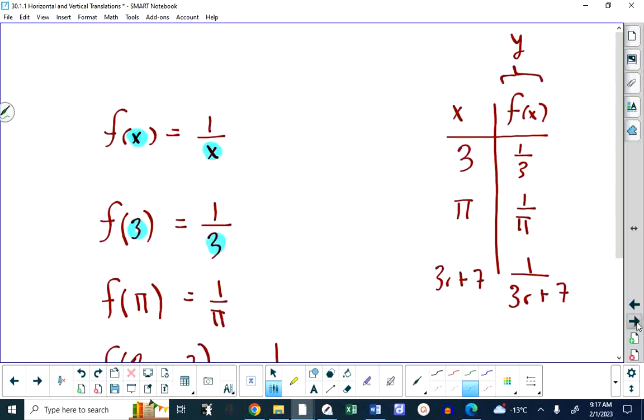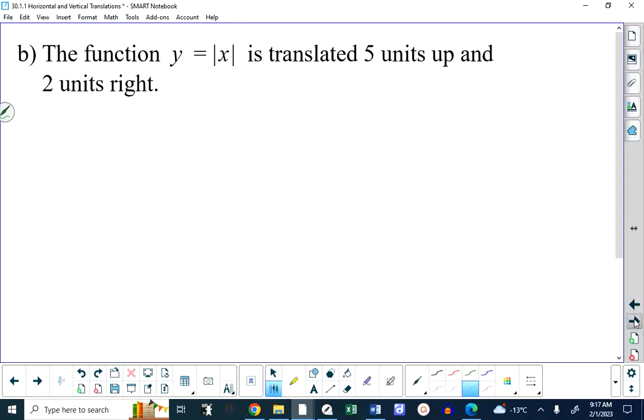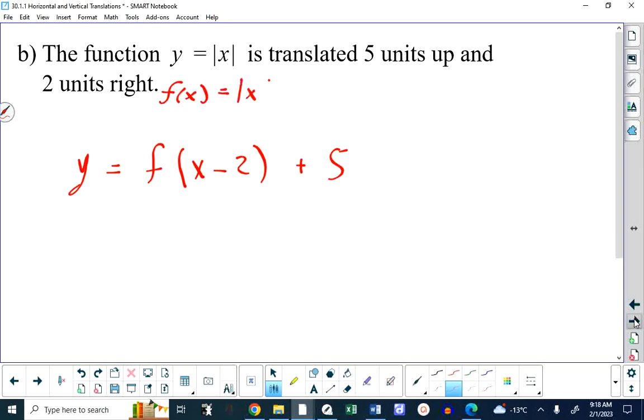So over here in B, I believe we had y equals f of x minus 2 plus 5. Am I right? I'm just getting that by reading the question again. But f of x is the absolute value of x, which means f of x minus 2 is the absolute value of x minus 2. You with me? Okay.